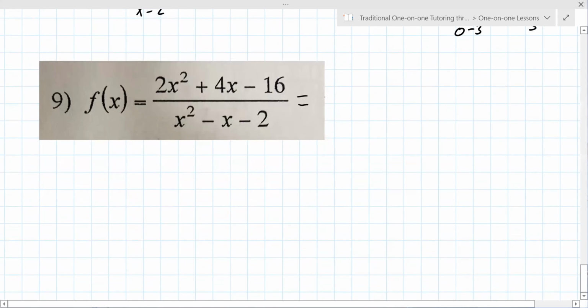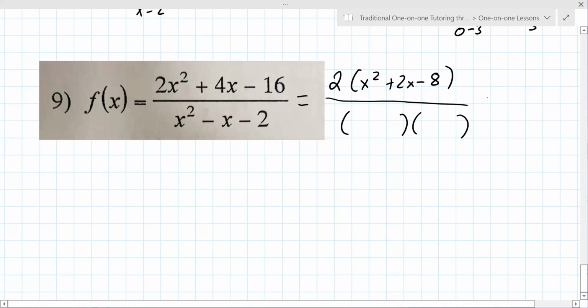All right. So the first thing is to factor. In the numerator, I'll help here: x squared plus 2x minus 8. But could you now factor the denominator and then that part in the numerator for me, please? Let me know what you come up with.